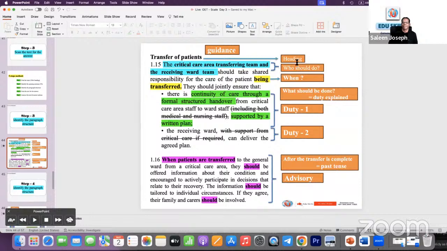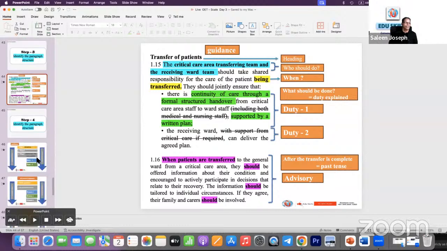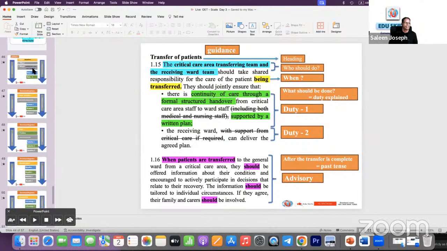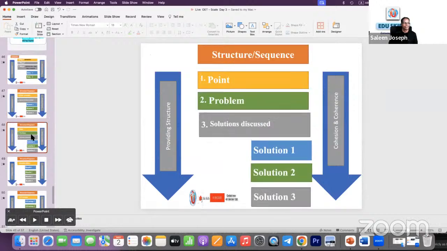You know the structure, the transfer of patients heading. Okay, who should do, when, what should be done. Duty explained, duty 1, duty 2. After the transfer is complete, okay, advisory. So this is the structure. As I have taught you all these things, I am not going into those things. Okay, those are all for the other day.